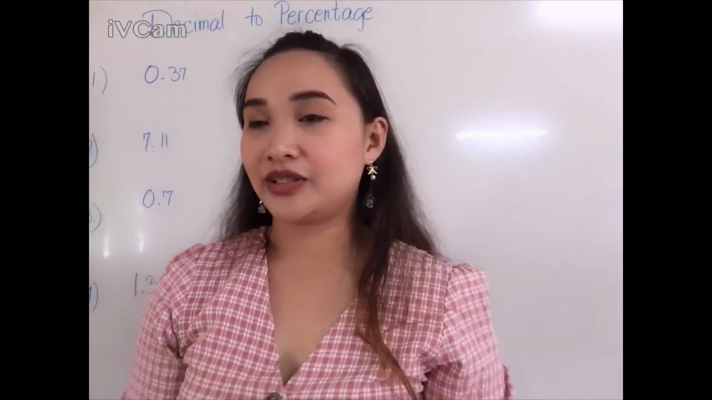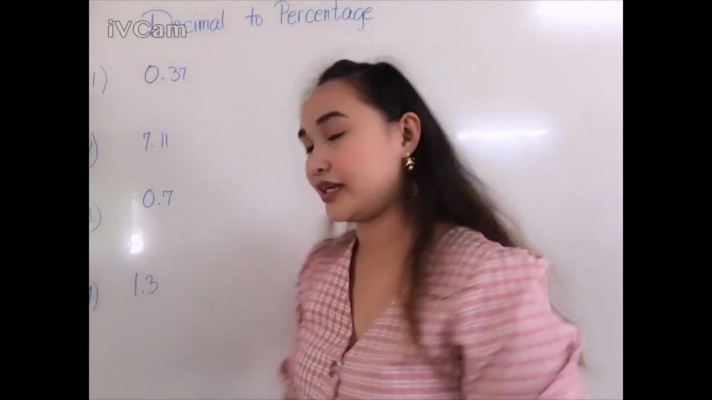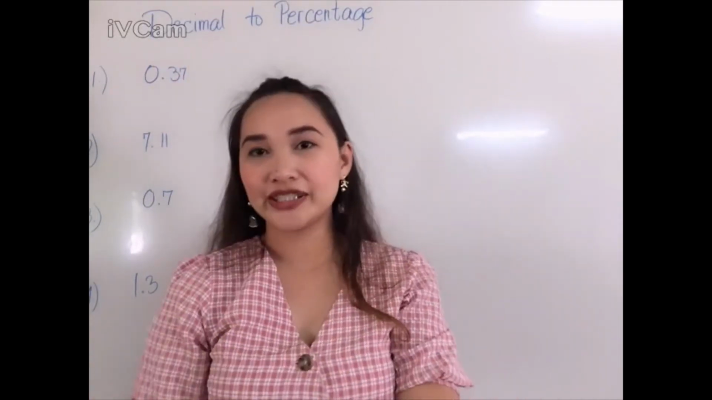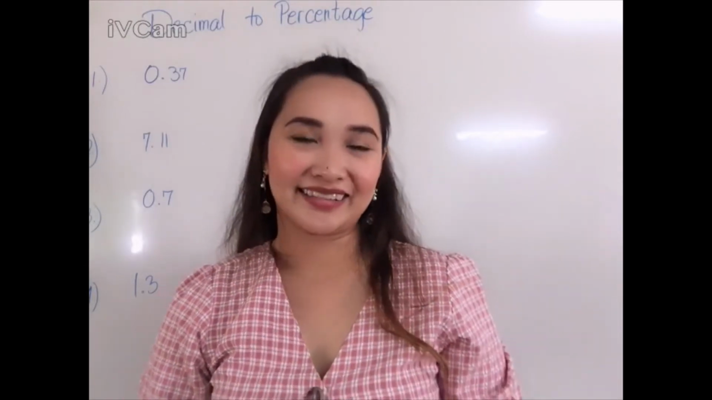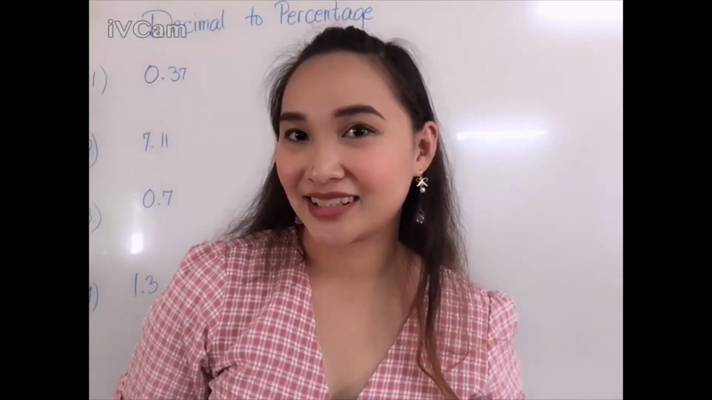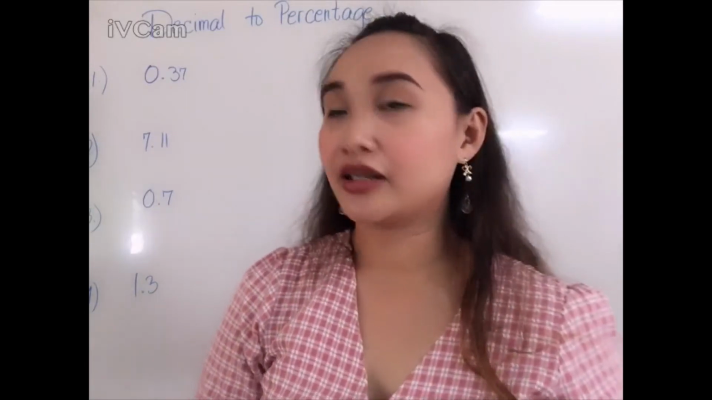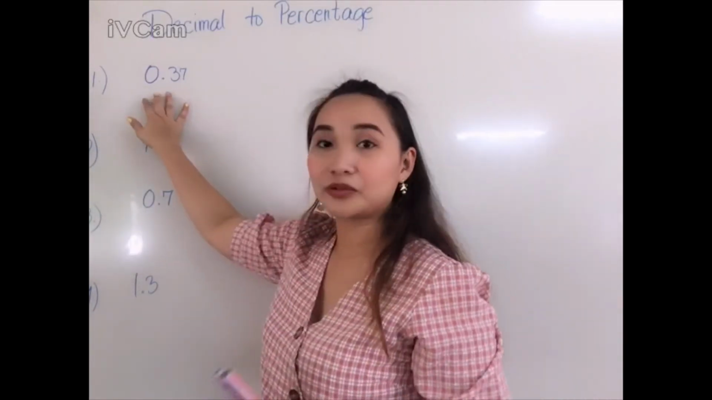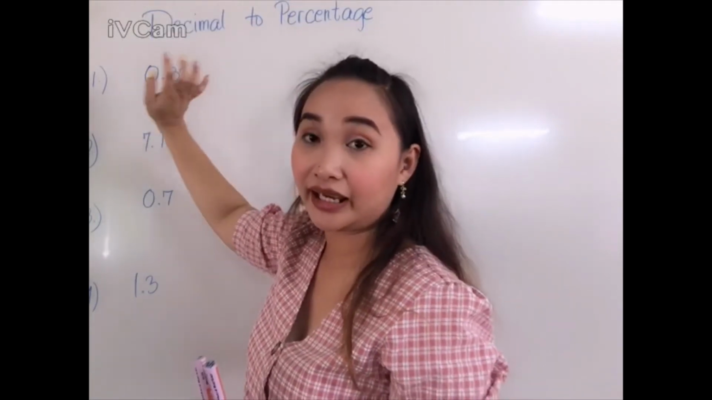Now, this time is decimal to percentage. So when we change it to percentage, we always what? Multiply. Okay, very good. We multiply by how much? 100. We multiply by 100. So example number one. We have 0.37. So this is a decimal.